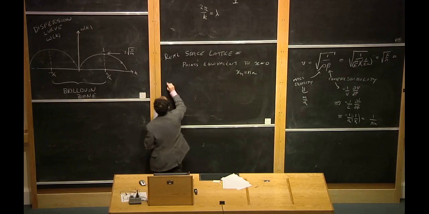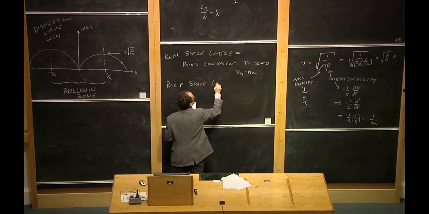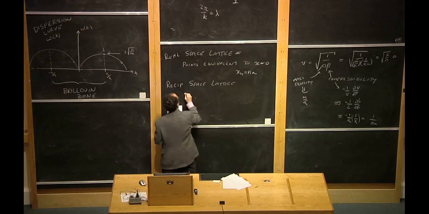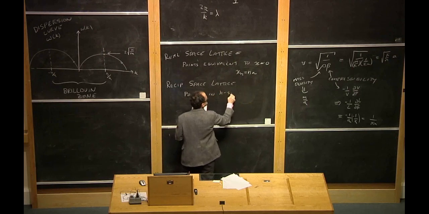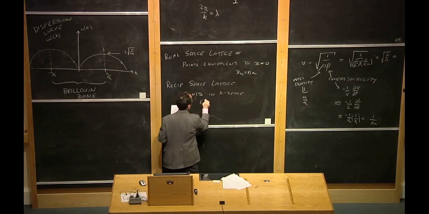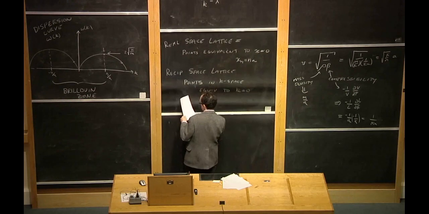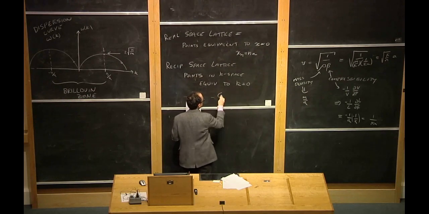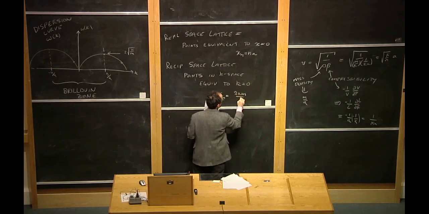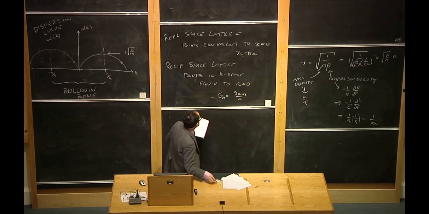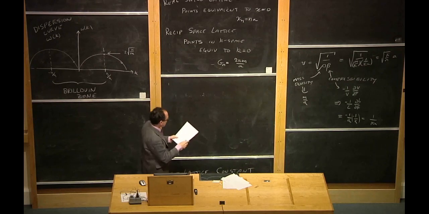We also have the reciprocal space lattice, which is all points in k space equivalent to k equals 0. And for this particular model, let's call those points G_m equals 2 pi m over a. All those points are equivalent to k equals 0, shifted by units of 2 pi over a.